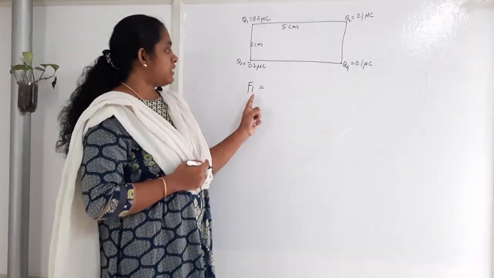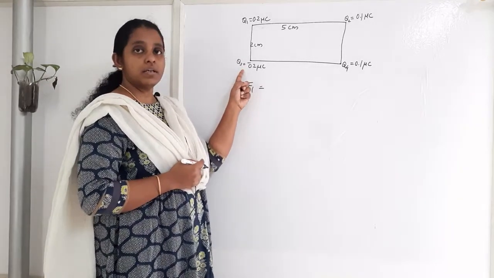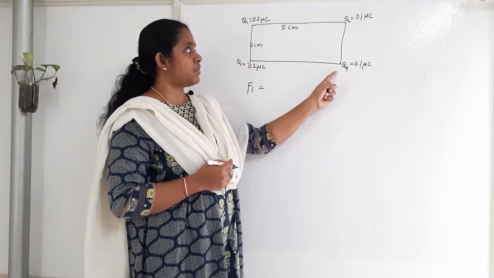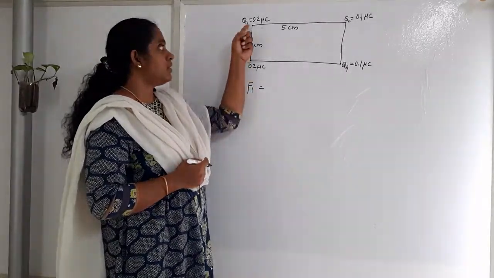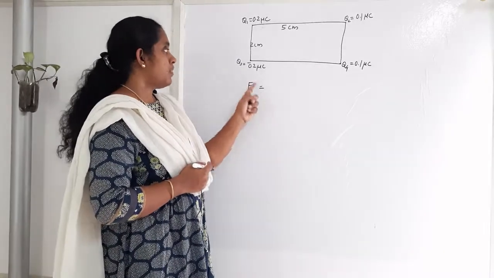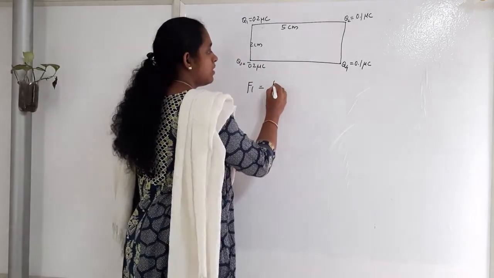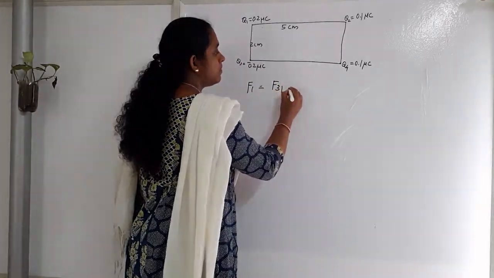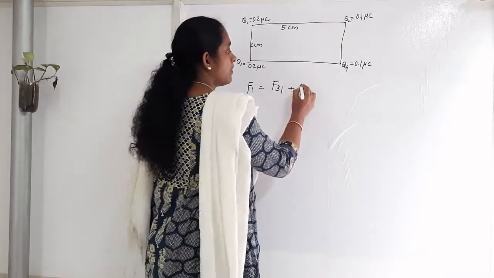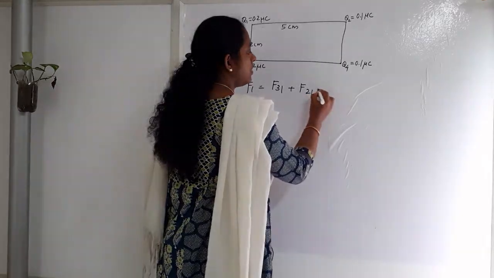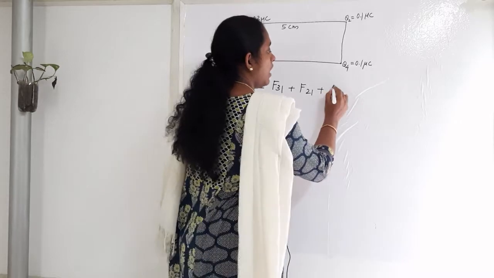This total force on Q1 will be equal to force due to the Q3 charge, plus force due to the Q4 charge, and plus force due to the Q2 charge. So we can represent force on Q1 as F1, which is equal to F of 31, the force on Q1 due to Q3, plus F of 21, the force on Q1 due to Q2, plus F of 41, the force on Q1 due to Q4.